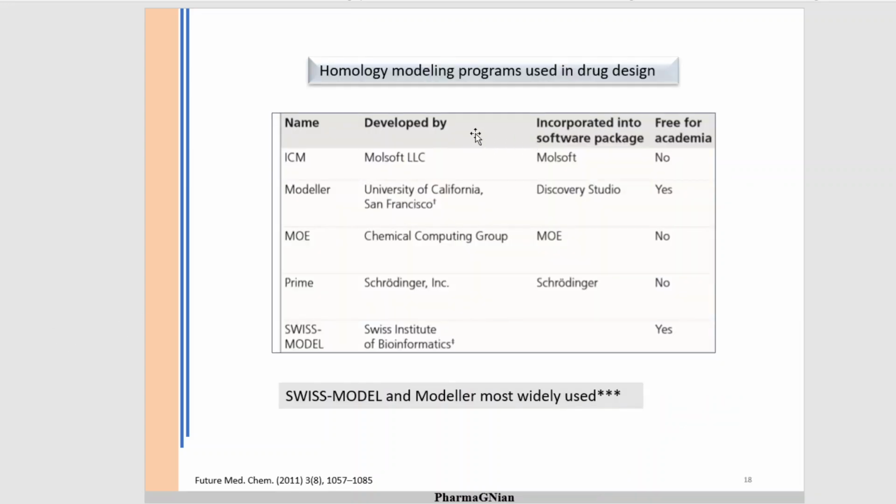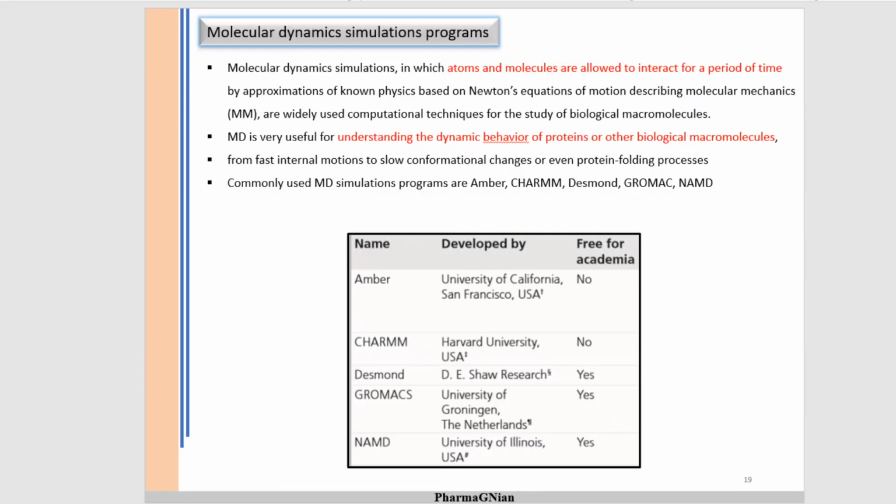These are the most used softwares in homology modeling. SWISS-MODEL is the most used software in homology modeling, and the other is MODELLER. You should know all these softwares. Next we will see molecular dynamics and simulation programs. Here, what do we mean by molecular dynamics?